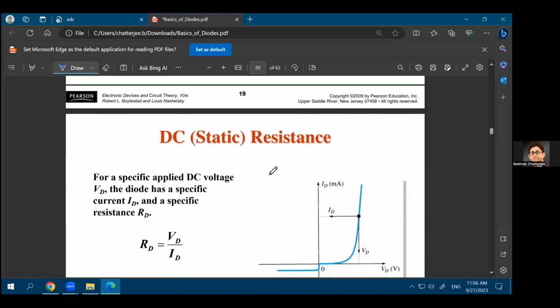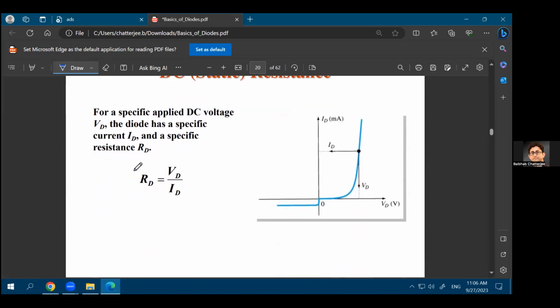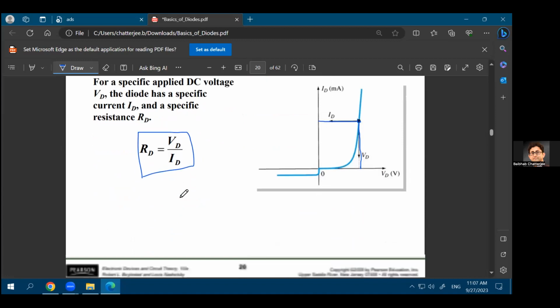Now, the DC or the static resistance is defined as whatever you already know about resistances. So it's a ratio of voltage over current. So even for the diode, if you consider any point in its operation, and you know that there is a particular amount of voltage that you're applying at this point, and then you get a particular amount of current, right? So this is the ID-VD characteristic of the diode, which we had defined earlier. So the resistance is basically a ratio of that voltage to the current.